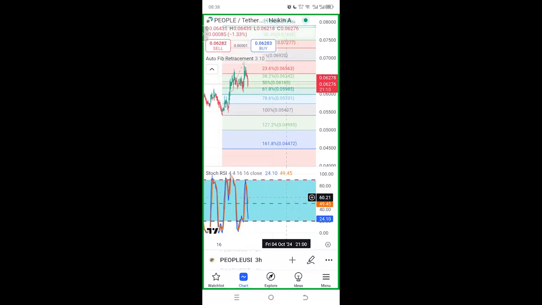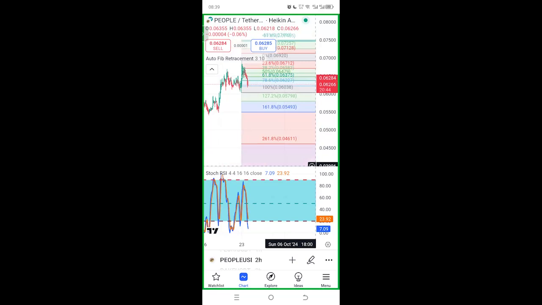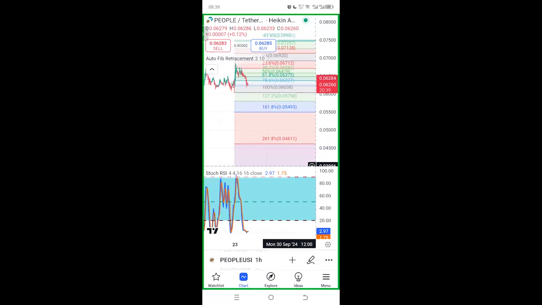Now, when you look at my stochastic, the stochastic is really down on the oversold zone. You get that? Then, when you look at the auto fib retracement, you find that the 100 is down, 0 is up. This indicates, when you look at the 2-hour time frame, it is down. You look at the 1-hour time frame, the stochastic is down. On the auto fib retracement, 100 is down, 0 is up.